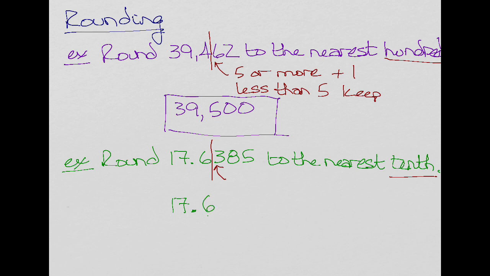If I put zeros after that, it's not going to change anything. 17.60 is the same as 17.6 without the 0, so I'm not going to put them in. We needed them in the number above as placeholders, so we could tell that 5 was in the hundreds place. We can tell the 6 is in the tenths place. We don't need to fill in anything else after that. So my number 17.6385 rounded to the nearest tenth is 17.6.